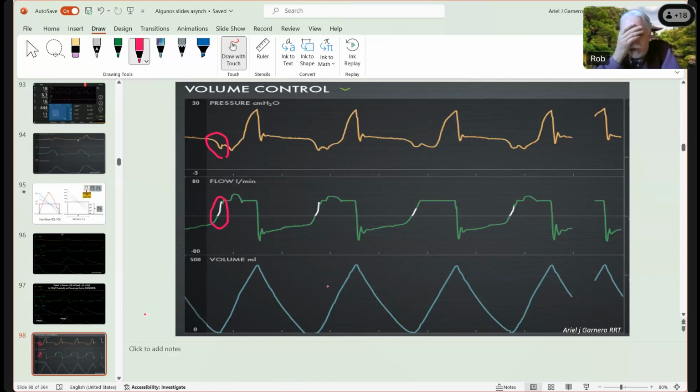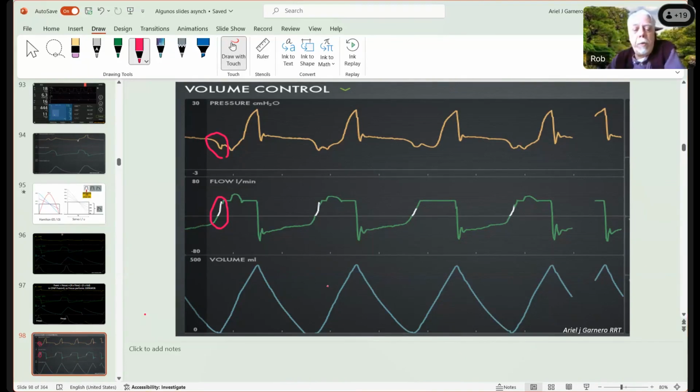So volume control, IMV type 4, with dual targeting for both the mandatory and the spontaneous breaths. Because the spontaneous breath couldn't even occur if it wasn't for the dual targeting. So there we go. That's a rather complex explanation of the targeting scheme.